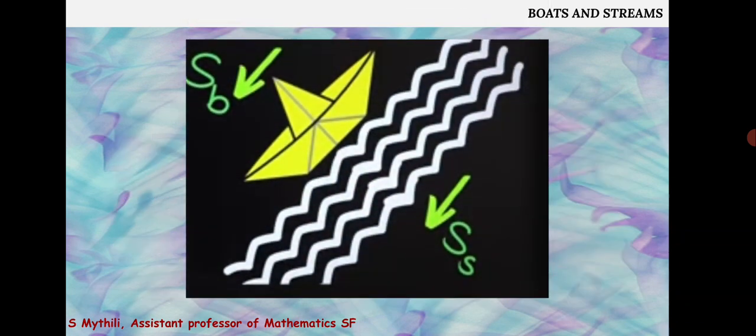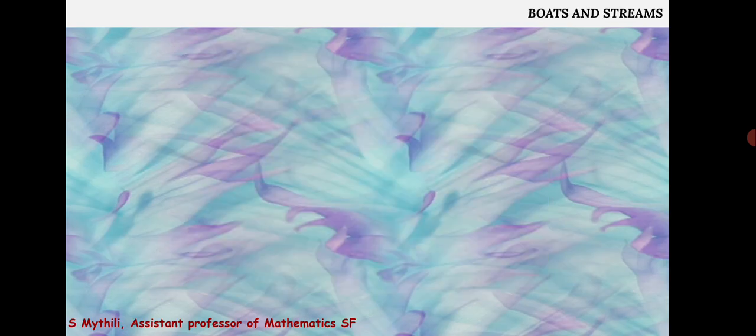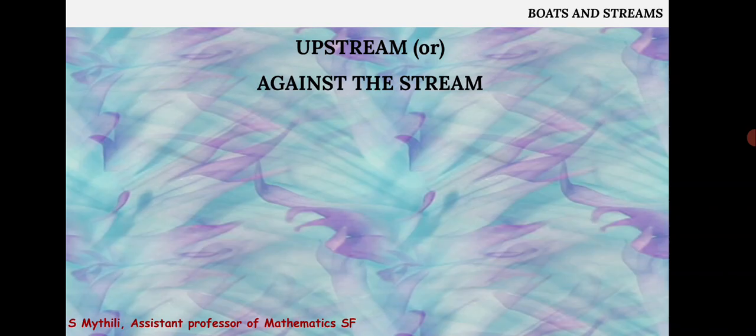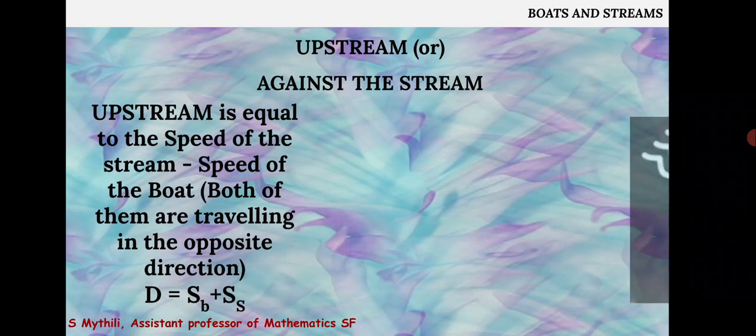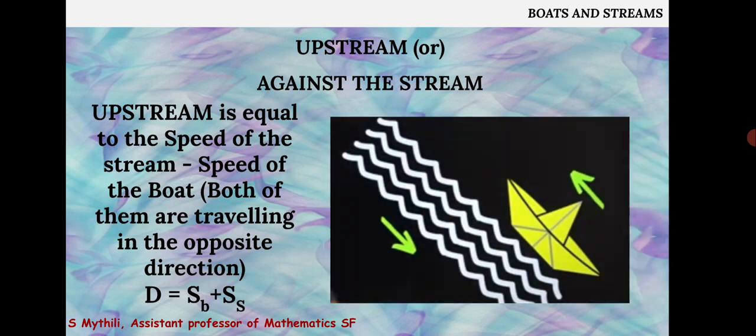One more important point is we see the direction. So here we see the flow of water and the flow of the boat going in the same direction. That is called the downstream. Next important point is upstream or against the stream. Against means opposite. So, upstream and against the stream are equal.